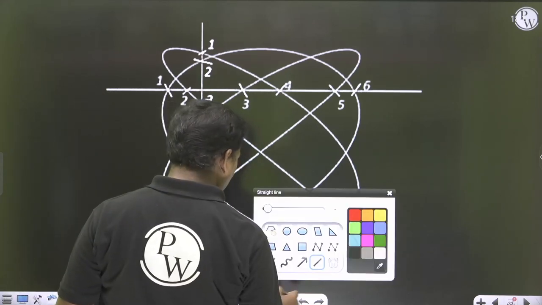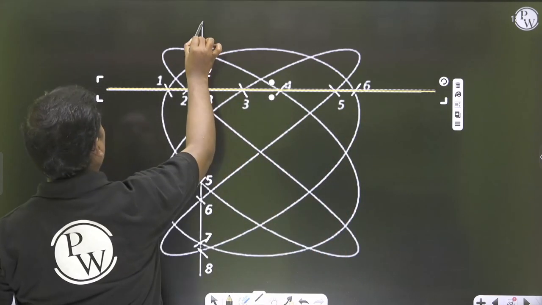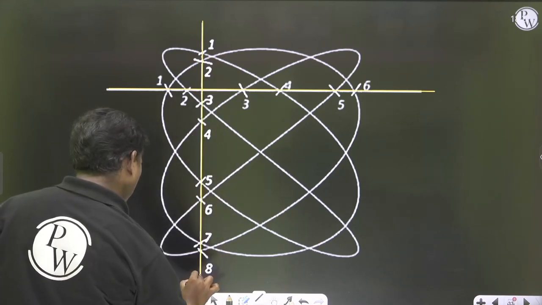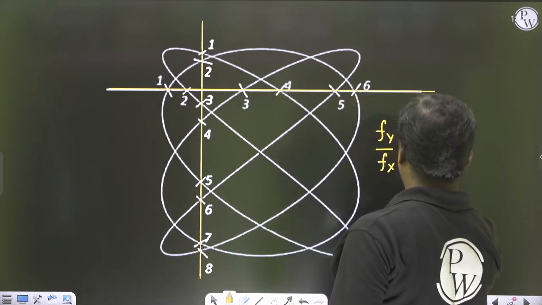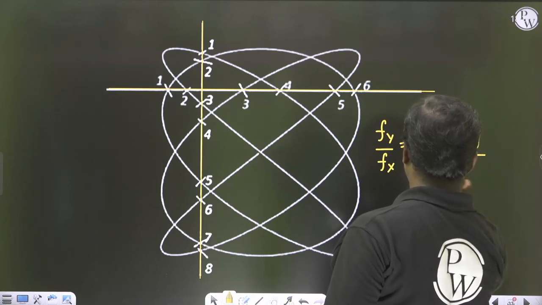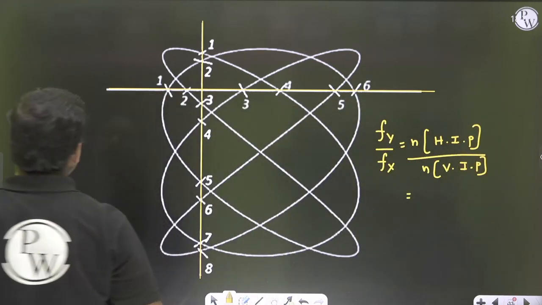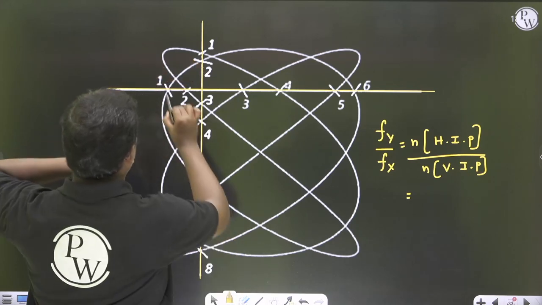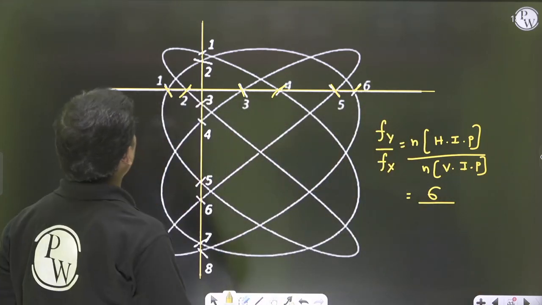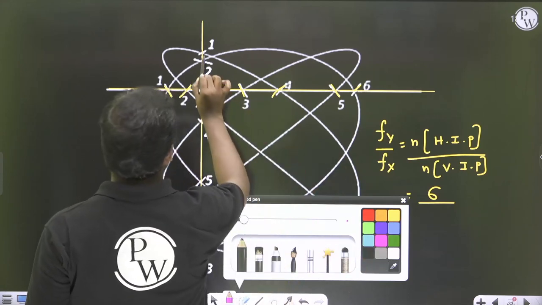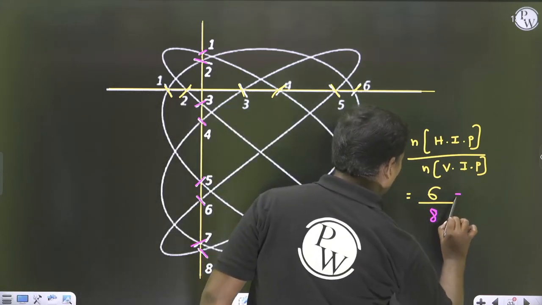Okay. Now let us take the concept of intersecting points. These are horizontally intersecting and these are vertically. Now fy by fx is the number of horizontal intersection points divided by the number of vertical intersection points. How many horizontals are intersecting here? 1, 2, here 1, see here, 1, 3, 5, 6. Vertical intersection points: 1, 4, 5, 6.